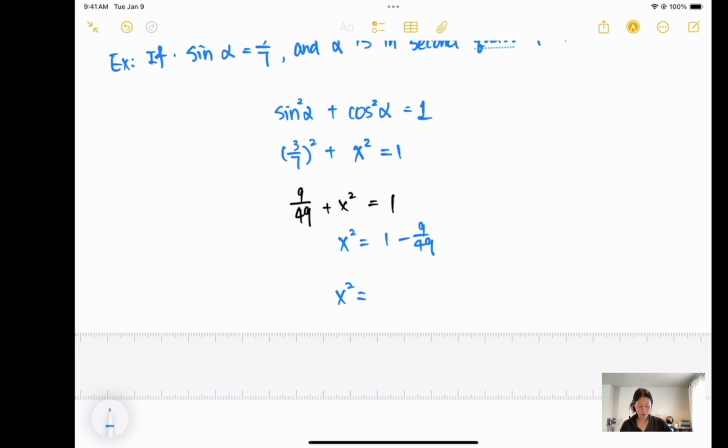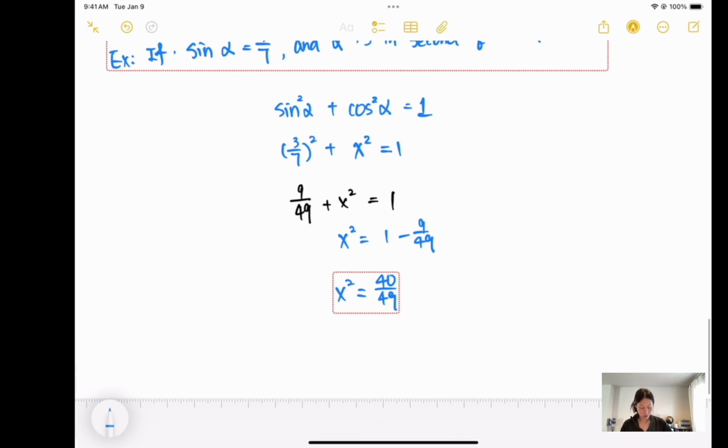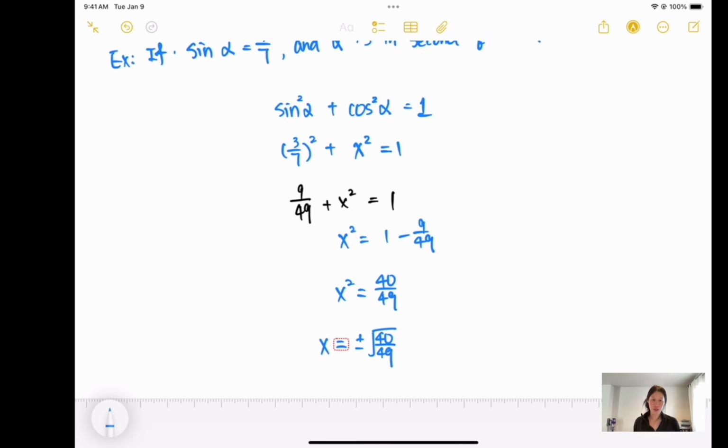So x squared is equal to 40/49. But that's x squared, which is the cosine alpha squared, not cosine alpha. We're trying to find cosine alpha. So we're going to take the square root on both sides. When you're taking the square root on both sides, what happens is you're going to have a positive and negative answer, which is positive or negative square root of 40/49. Now simplify it.